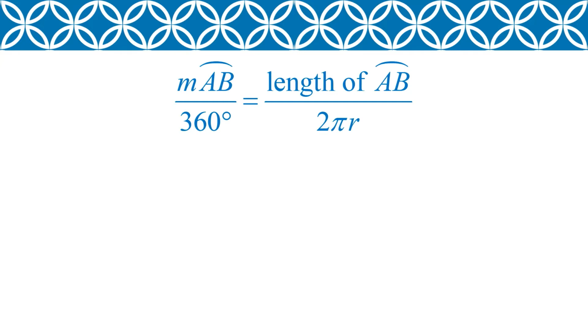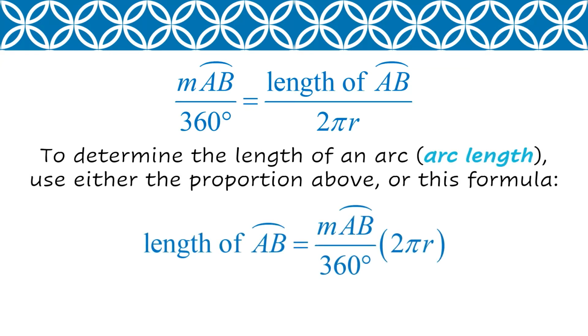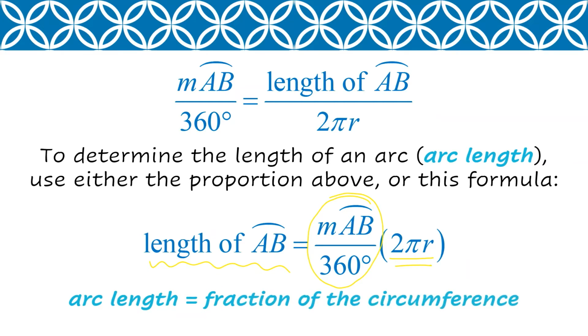So we have this proportion that can be used to solve for arc length. This proportion can also be rearranged algebraically to create an additional formula that can be used. If we want to calculate the length of the arc directly, we would take a fraction of the entire circumference. Arc length is equal to a fraction of the circumference. If you think about that, then the math kind of logically follows.